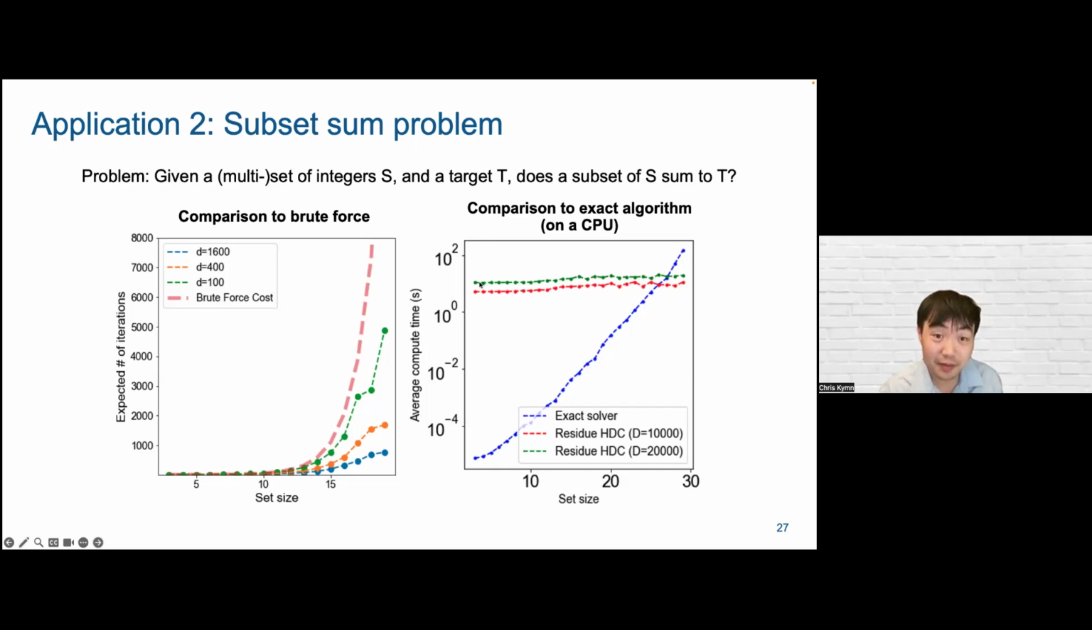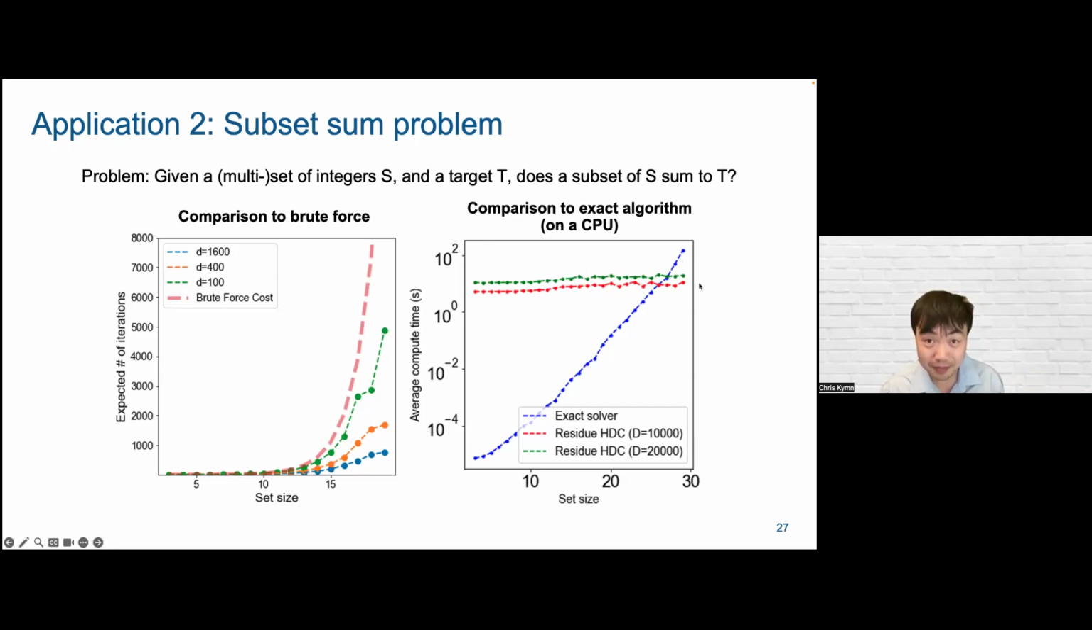And actually, for the residue case, for the CPU implementation, just to make this a fair comparison, we included all the time of generating different codebook vectors in addition to running the resonator network. And generating the codebook vectors in this particular case is a fairly expensive operation. It takes a bit of time to create these matrices.